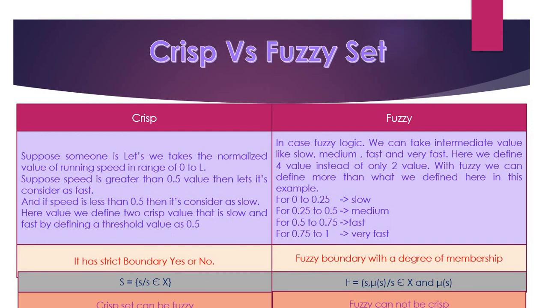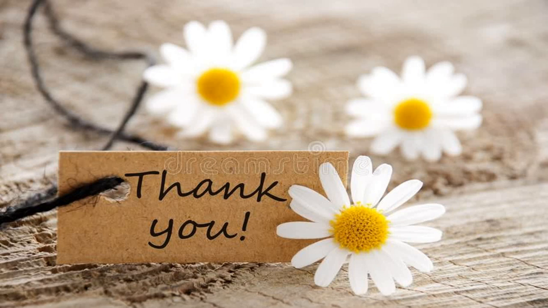The crisp set has a boundary, that is yes or no. But in fuzzy, the boundary has a degree of membership, for example slow, medium, fast, very fast. In a crisp set, the set can be defined as S equals {s such that s belongs to X}, and the fuzzy set F equals {(s, mu of s) such that s belongs to X}. A crisp set can be fuzzy, but a fuzzy set cannot be crisp.